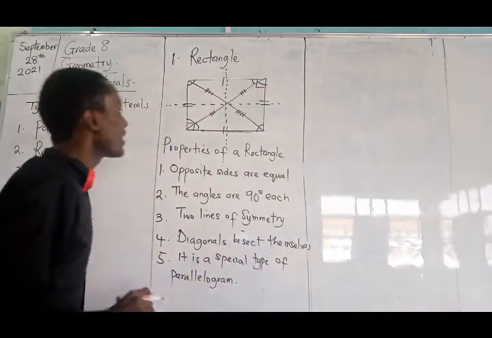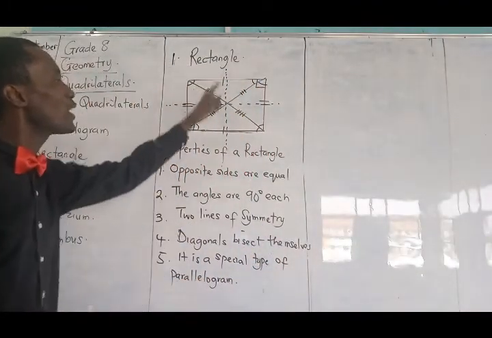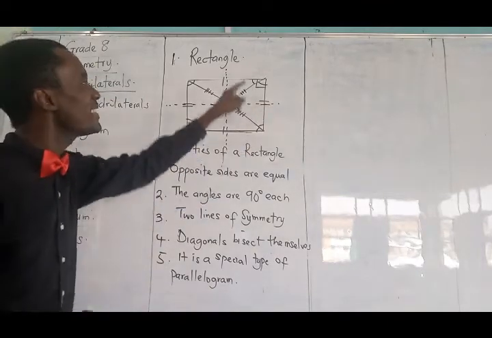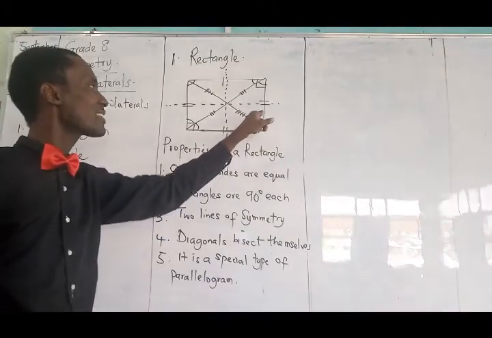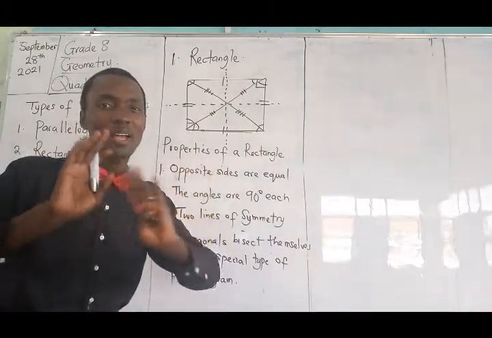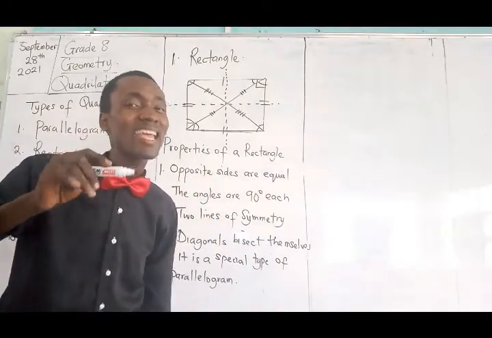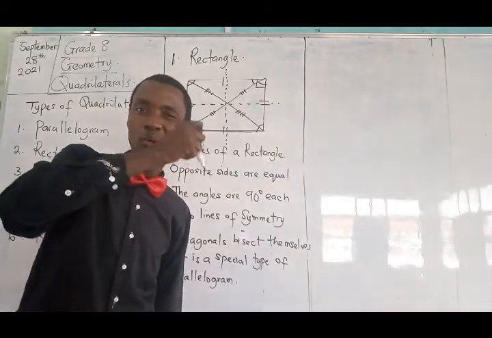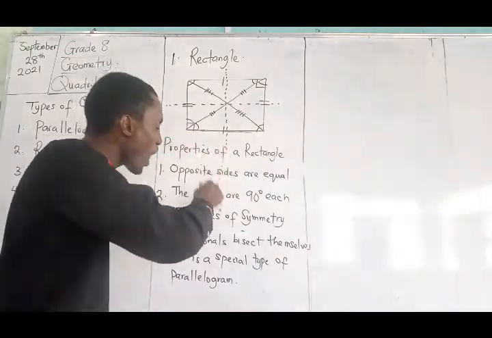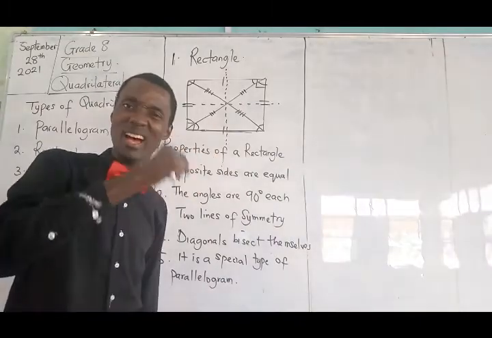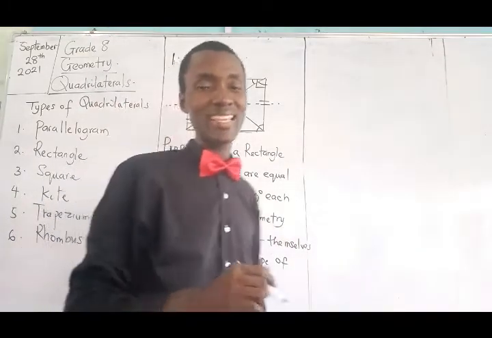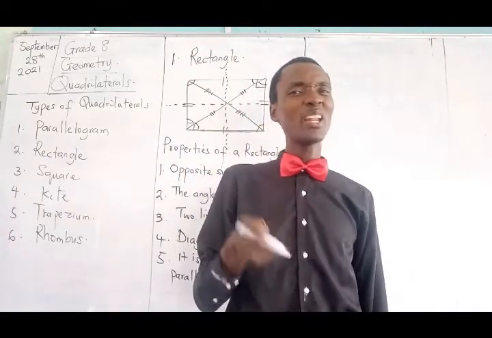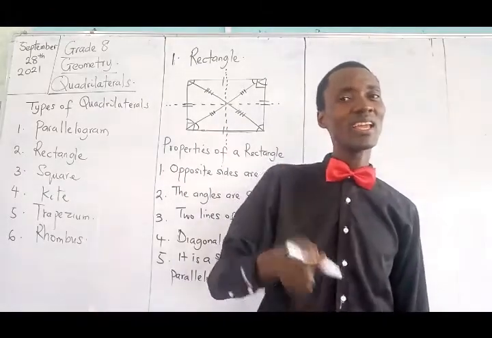I hope you know that this side being equal to this side, and this side equal to this side, would mean that this line is parallel to this line, and this line is parallel to this line. Although we don't talk about that, remember that any property that is applicable to a parallelogram will to an extent be found in a rectangle. So we say that a rectangle is a parallelogram, but a parallelogram is not necessarily a rectangle.